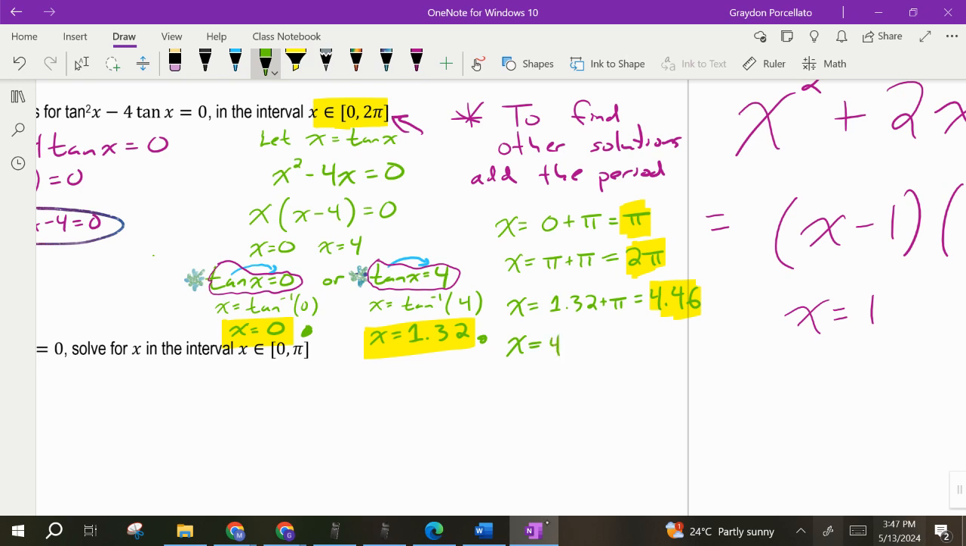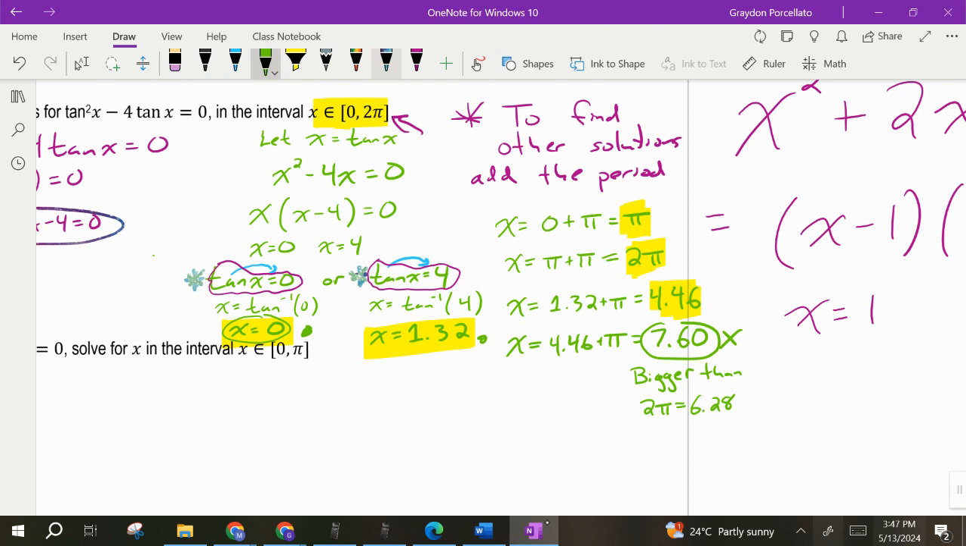So let's do 4.46 plus pi, and that's about 7.60. Notice that this is bigger than 2 pi. Because what's 2 pi? 2 pi is 6.28. So this is not a solution. So we stop and we have our 4 solutions.